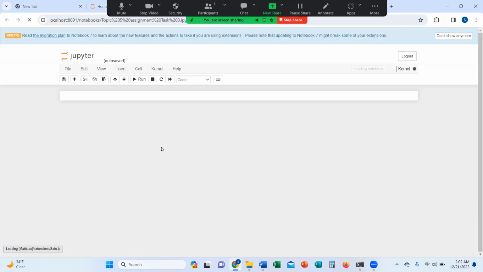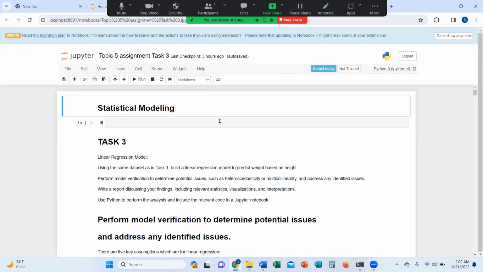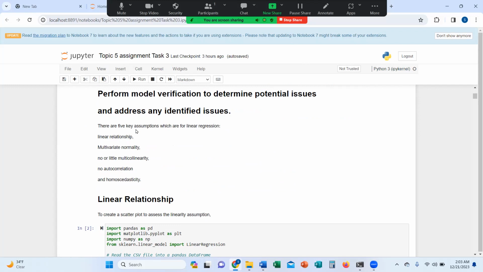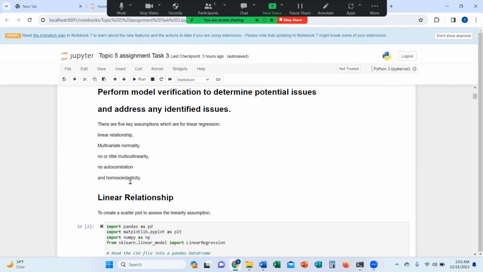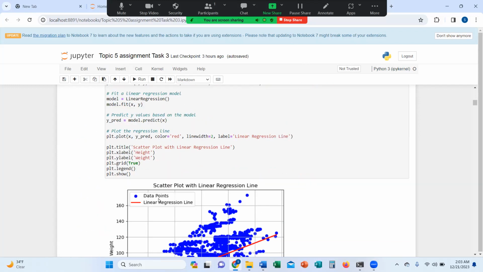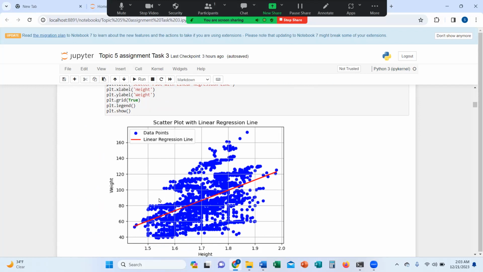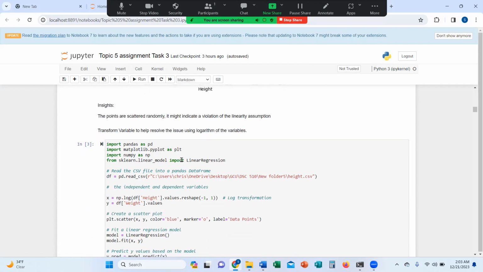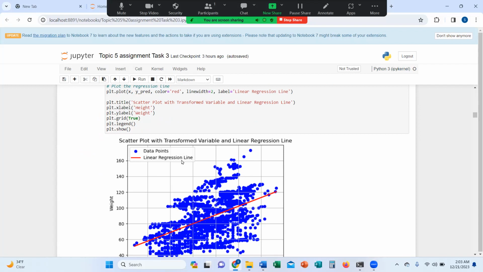For task 3, what I have is the linear regression model to predict weight based on height. And the 5 assumptions are here. For the linearity assumption, this is my code that I have here. And I fitted the line of regression on it too. And these are the points.